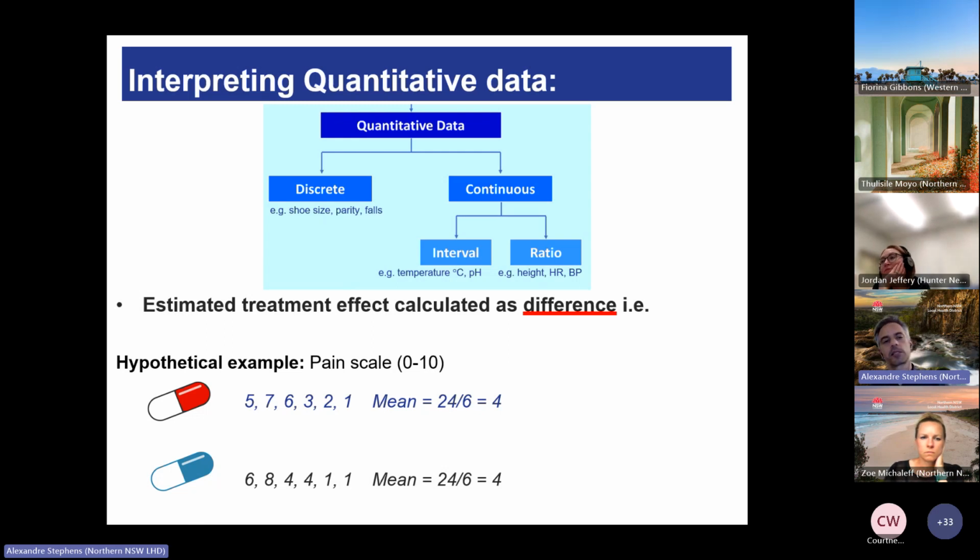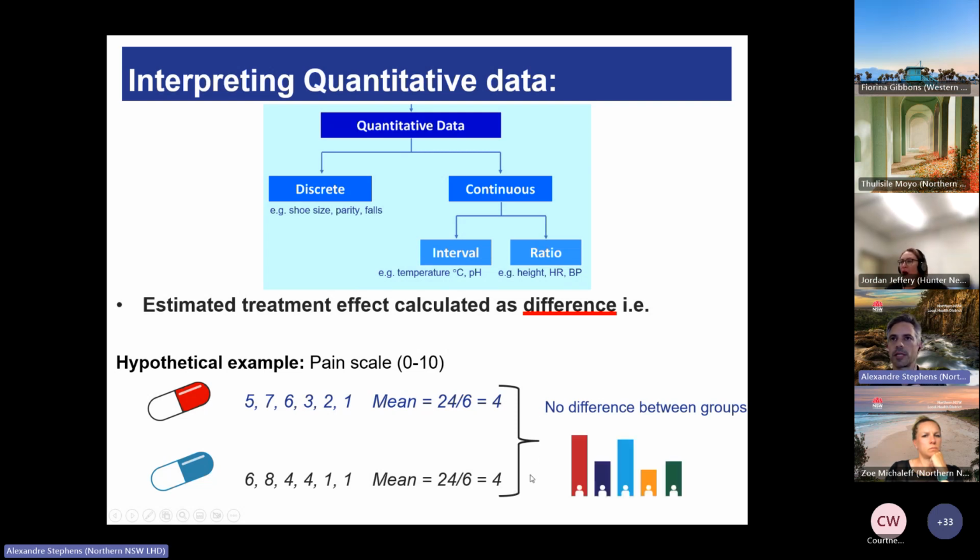We can do exactly the same thing in the blue pill group. So we've got the data from the individuals in that group. There's 6, 8, 4, 4, 1, 1. We calculate the mean. Because it's a quantitative variable, the estimated treatment effect is given by the difference, and essentially it's by calculating the difference between the two groups in terms of the means.